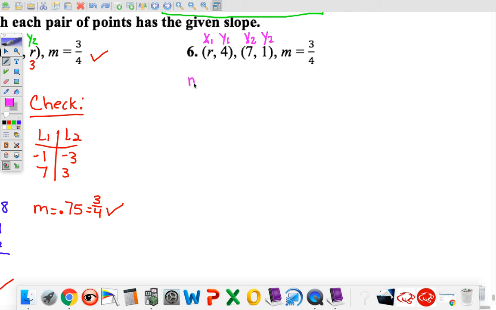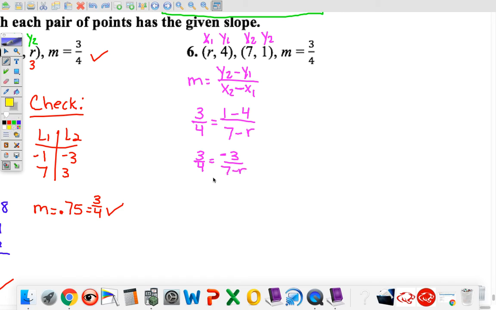Okay, we know that m is equal to y2 minus y1 over x2 minus x1. Okay, so we're going to go ahead and plug this in. I know my slope is 3/4. y2 is 1, minus y1 is 4. x2 is 7, minus x1, which is r. Okay, I'm going to simplify. So I have 3 over 4 is equal to 1 minus 4 is a negative 3 over 7 minus r.